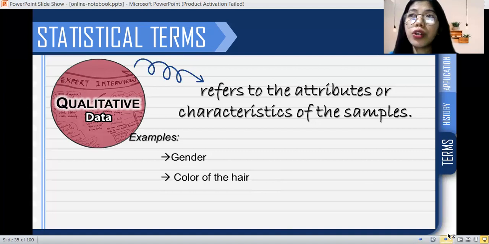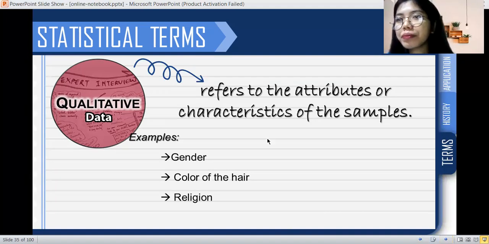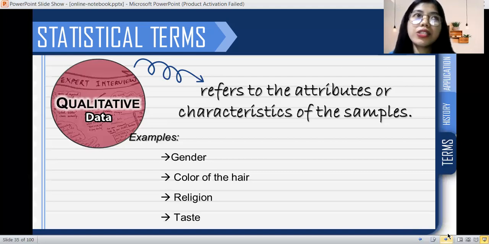We also have the color of the hair. Qualitative din yan kasi nagbibigay lang tayo ng characteristics, ng attribute ng hair. Anong color yan? Maaring black, brown, and etc. We also have religion. Sinasabi natin na Islam, Christianity, Hinduism, and etc. And the taste or yung lasa ng asukal, yung smell ng sunflower, ganyan. Qualitative din po yung mga tawag dyan.